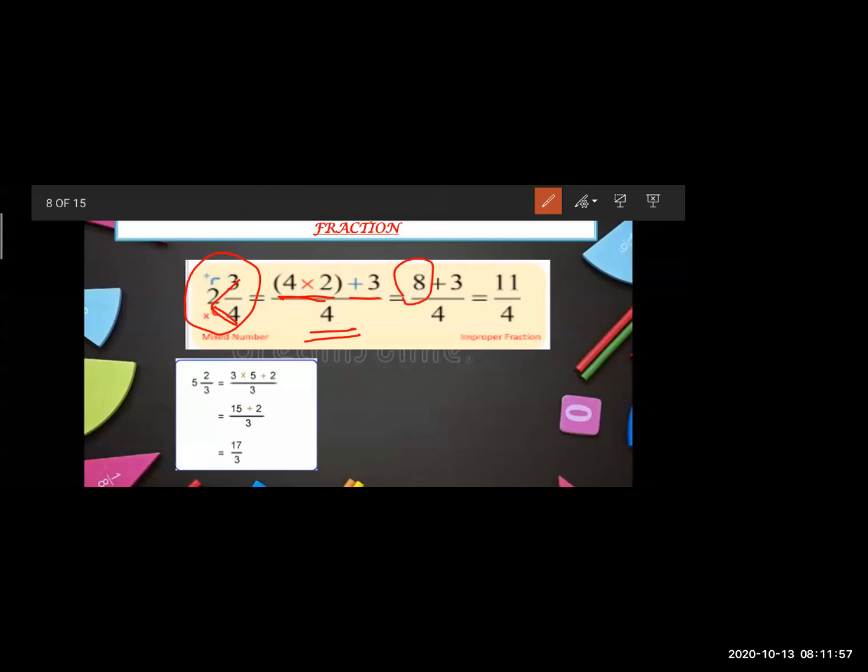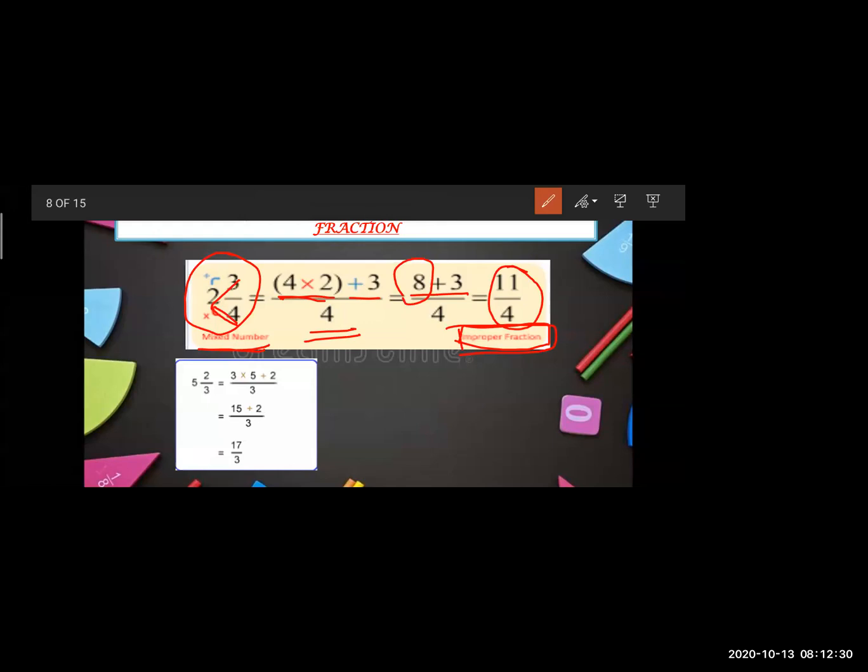So plus 3. Then in the next step, 8 plus 3 will give you 11 upon 4. So this will be your final answer, and this is called an improper fraction. Okay, so we have converted a mixed number. Firstly, in the mixed number we had a combination of 3 numbers, and then we have converted it into an improper fraction. See, here we have one more example of 5 2 upon 3.